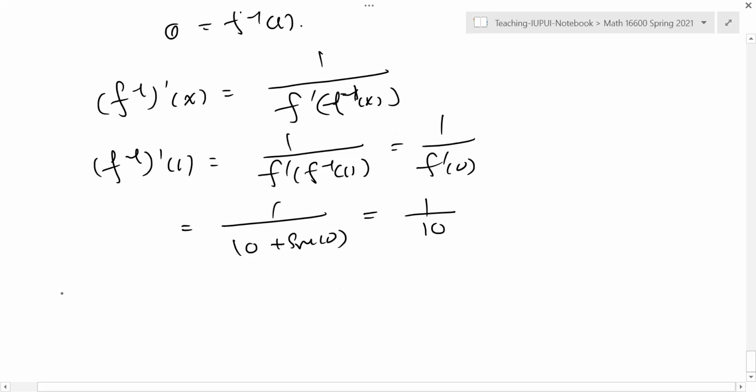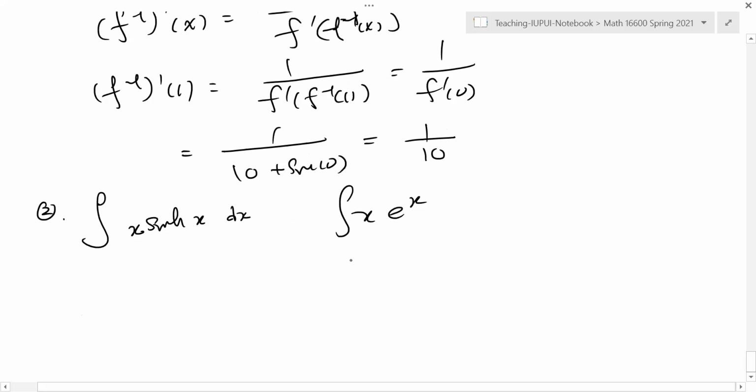Okay. Our second problem is the integral of x times hyperbolic sine x. We have to get familiar with hyperbolic sine x. This type of problem is very similar to x e to the x, and here's x natural log of x dx. No, probably not. This is different. Okay, so I will talk about this problem later.